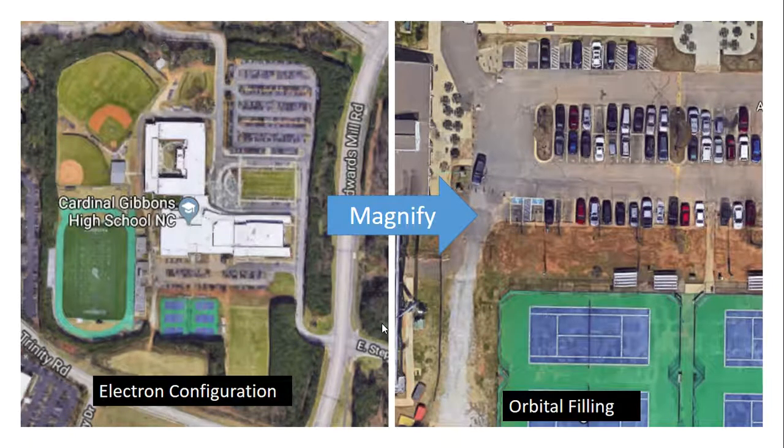But now what we're going to do is, if this is the electron configuration on this side here, a picture of Cardinal Gibbons, what we're going to do is magnify and look even closer, where now we're starting to see more details as to which cars are parked and whatnot. So that's called an orbital filling diagram. And we are going to explore that right here.